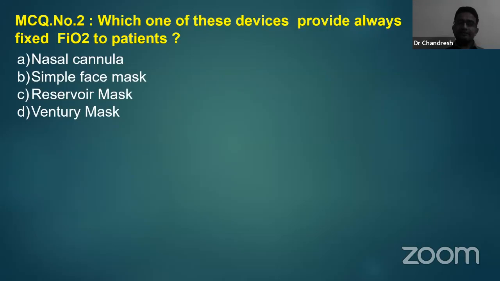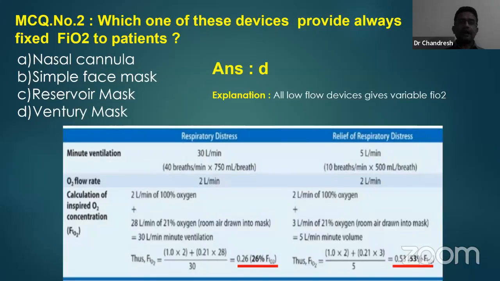Okay, next slide. Yes, the answer is D, because if you look at the remaining 3 devices, the nasal cannula, simple face mask, and reservoir mask, they are low flow, and the Venturi is high flow. So high flow devices can give precise FiO2. All low flow devices give variable FiO2. If you really want to see how that is possible, let's see.